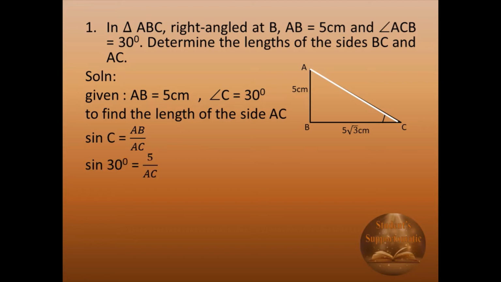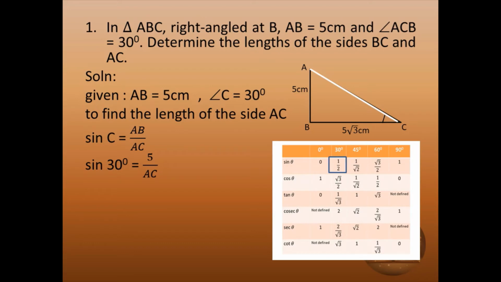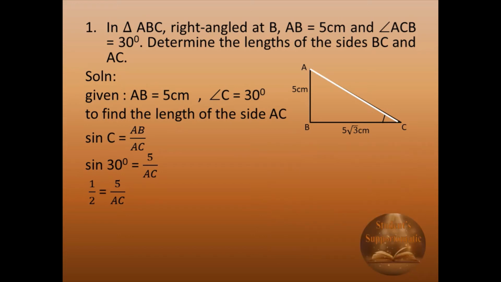So C value is 30 degrees. So sine 30 is equal to 5 by AC. So sine 30 degree value is what? It is 1 by 2. So 1 by 2 is equal to 5 by AC. So again cross multiplying that, we will get AC is equal to 5 into 2. So AC is equal to 10 centimeter. So here we found the length of side BC and AC. AB is given 5 centimeter. We calculated BC as 5 root 3 and AC as 10 centimeter.